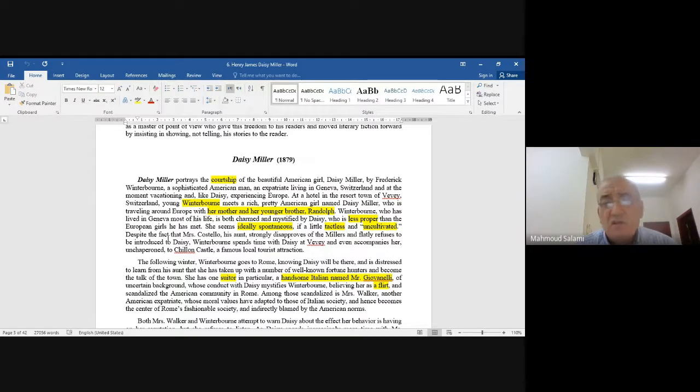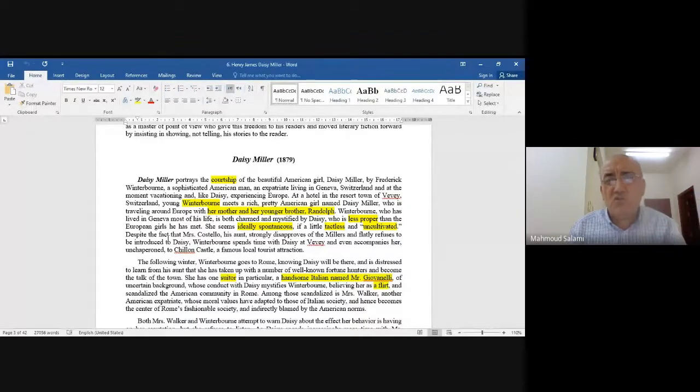And Winterbourne, who has lived in Geneva most of his life, is both charmed and mystified by Daisy. When he met her, he was really charmed, and mystified because he was really amazed by her behavior. Remember, here we see the start of her behavior in Europe, the way an American girl is behaving, as we shall see. And by the way, her behavior was absolutely normal and natural, and there is nothing wrong with her. Absolutely nothing wrong with her.